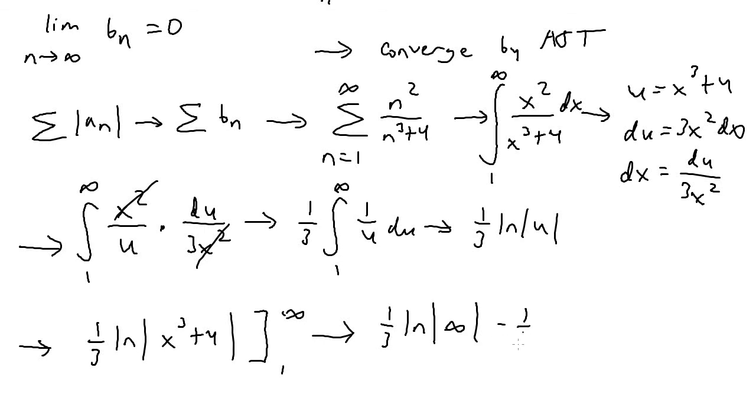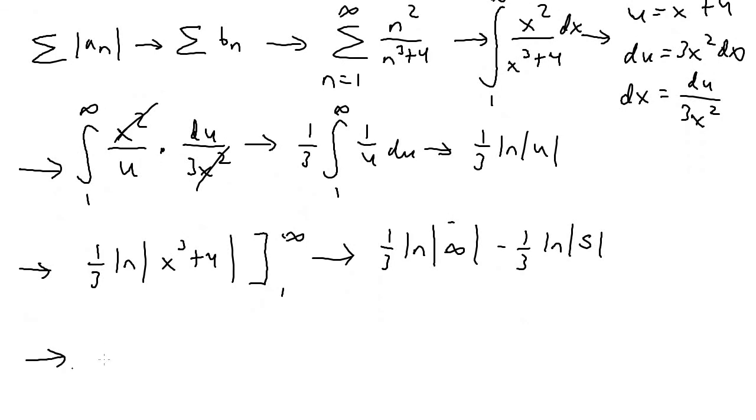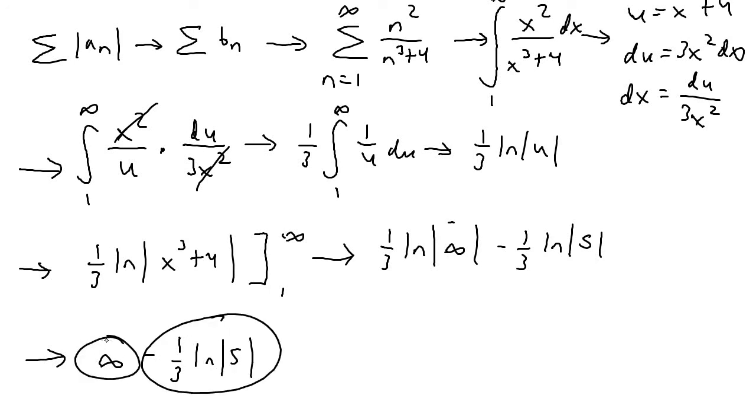Then minus 1/3. When I plug in 1, I'll get 1/3 times the natural log of 1 cubed plus 4, which is just 1 plus 4, which is 5. The natural log of infinity is infinity, and infinity times 1/3 is still infinity. So we have infinity minus 1/3 times the natural log of the absolute value of 5. And this term is insignificant compared to infinity. So infinity minus an insignificant term will just give us infinity.